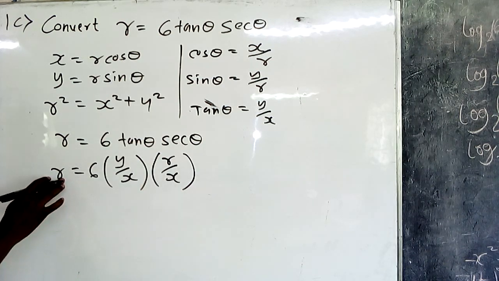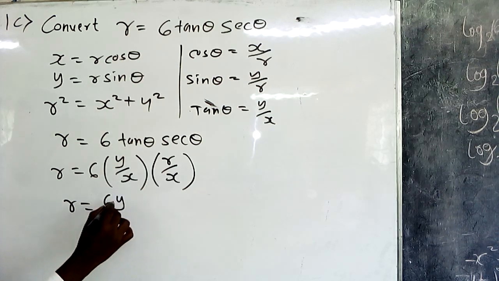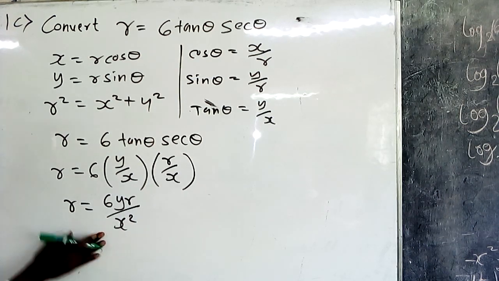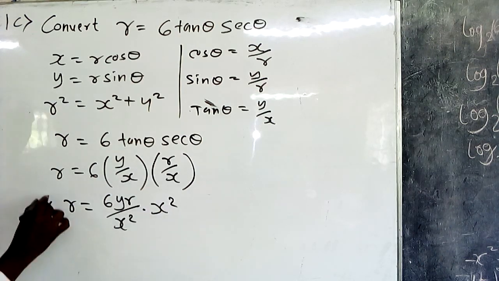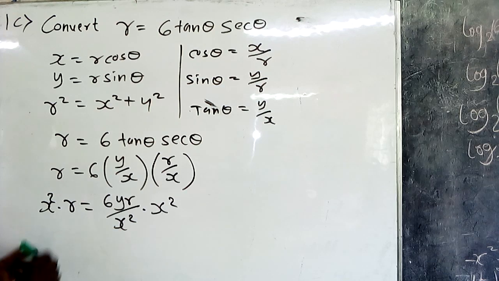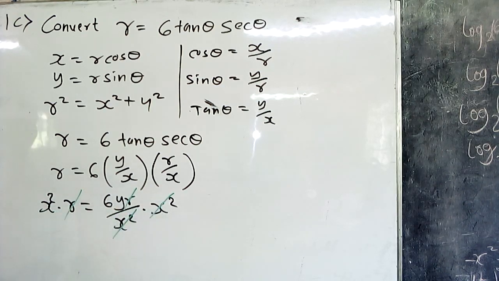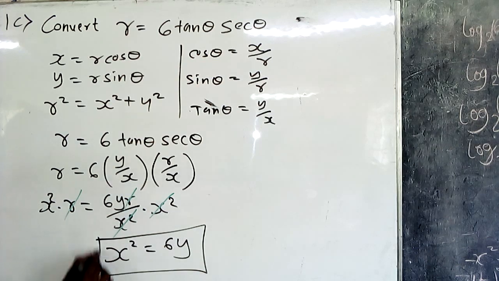r cancels with r, so we have r equals 6y r over x squared. So r cancels with r, then you end up with 6y equals, if you multiply both sides by x squared, you remain with x squared equals 6y, and you've converted that given polar equation into Cartesian form.